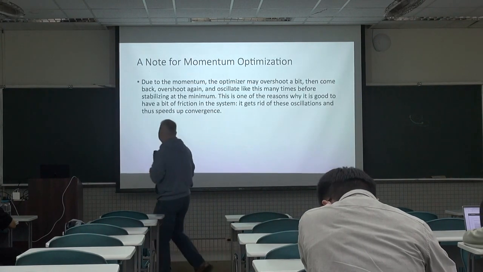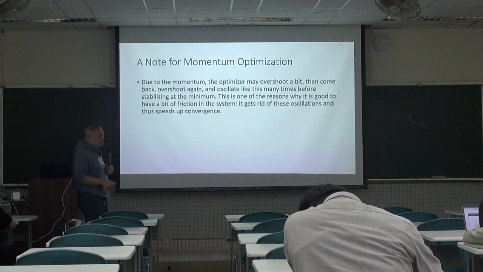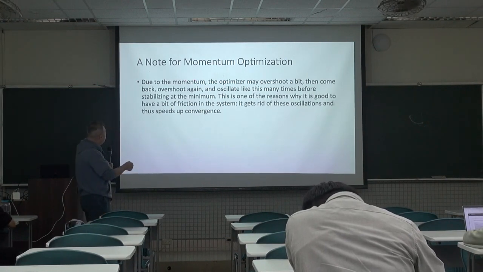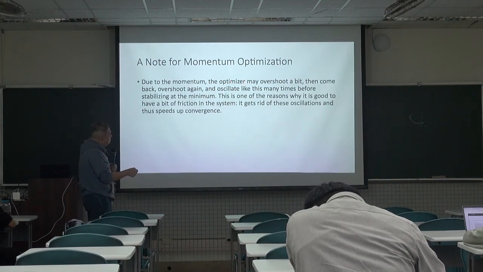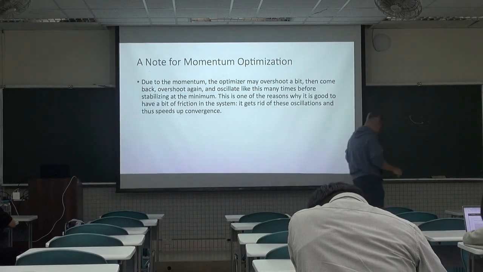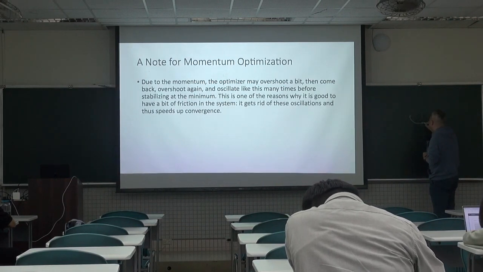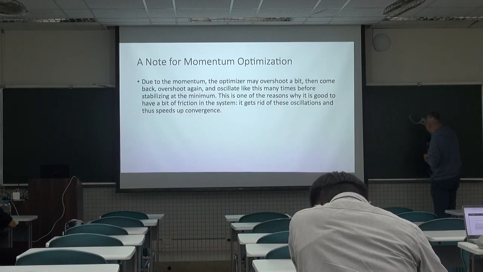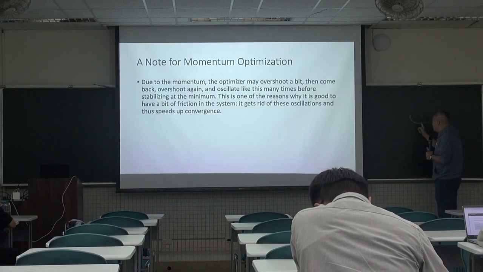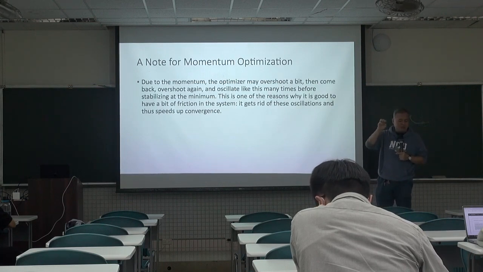But of course, there are also some disadvantages. Just like if you use a larger learning rate, the optimizer may overshoot a bit. What I mean is, when you reach this local minimum, it may go too fast and go to here, and then you come back. So it's going to oscillate near the optimal location if you have a bigger learning rate.